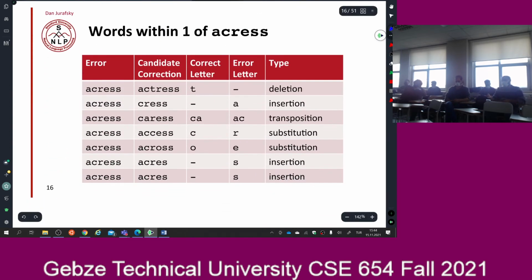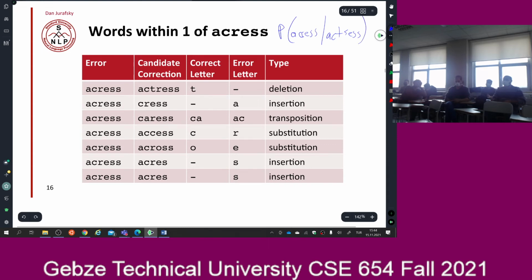So let's look at this one. This is the erroneous word, and these are the candidate corrections. Actress: correct letter, I have just deleted a letter to get this error word. So this is what happened, okay? Given that actress is the correct word, what is the probability that I type acress?